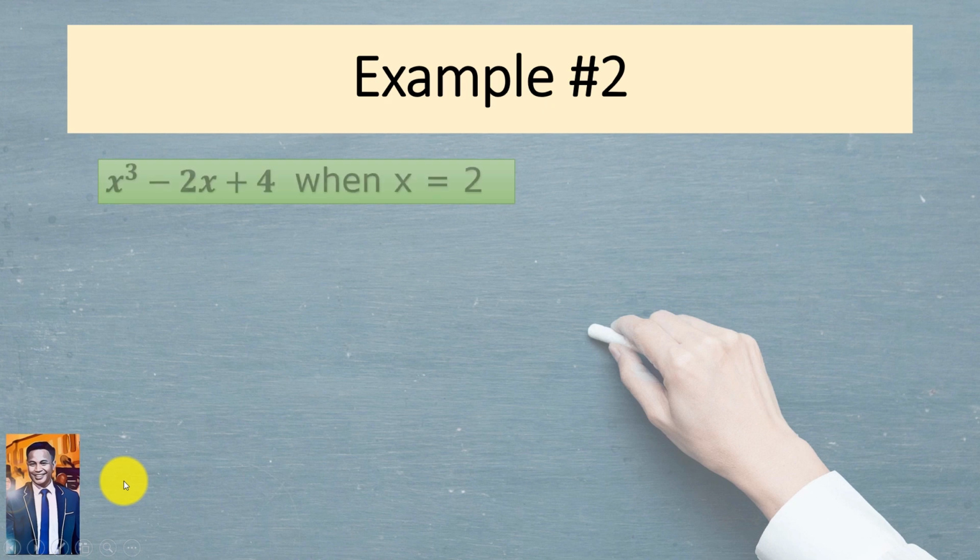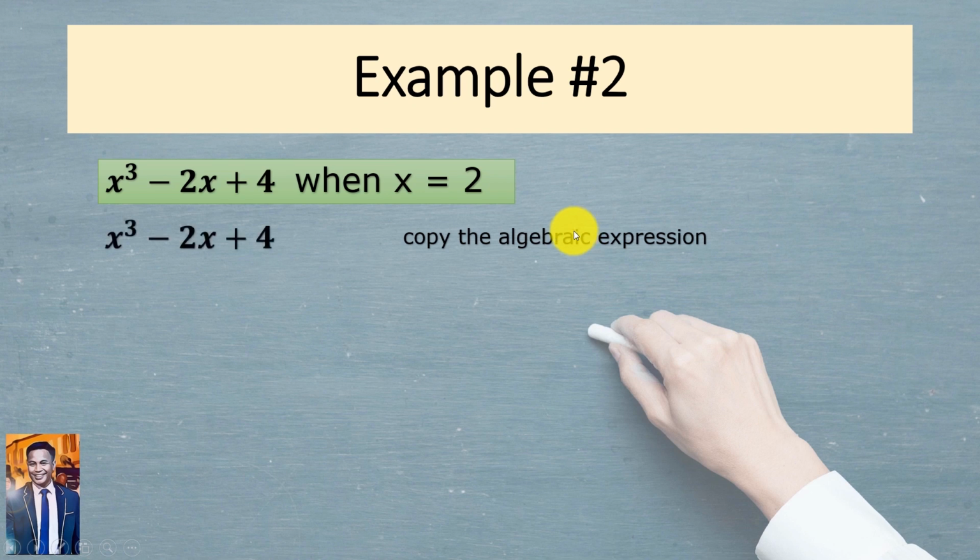Okay, next example. X raised to the third power, or x raised to 3, minus 2x plus 4 when x is equal to 2. Okay, copy the algebraic expression. Kopyahin natin yung algebraic expression. Then, substitute x with 2. That becomes now 2 raised to 3 minus 2 times 2 plus 4.